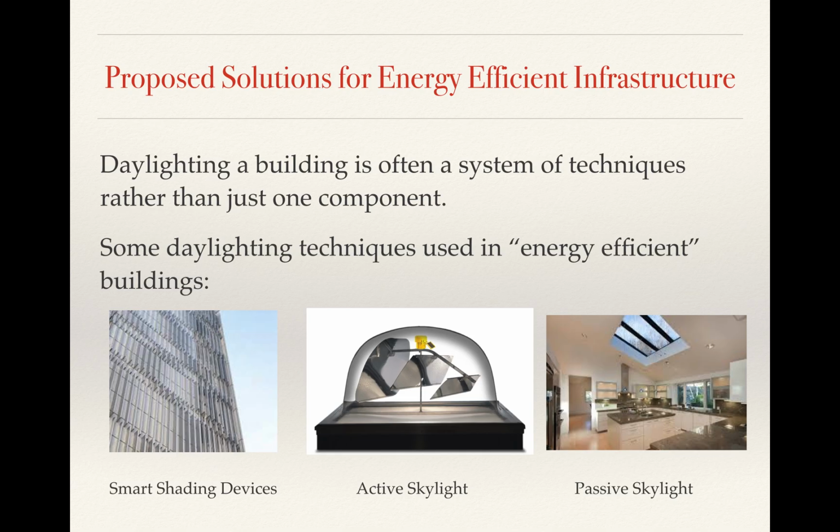In analyzing the use of daylighting to decrease the energy consumption of light bulbs, it's important to consider that daylighting is often a system of techniques and components, rather than just one component. The combinations of these components and techniques allows a building to draw sunlight efficiently. Some of these techniques include smart shading devices, which are essentially just blinds that adjust relative to the sun's positioning automatically, active skylights, which are smart skylights that also adjust relative to the sun's position to allow for optimal sunlight entrance, and passive skylights, which are just standard windows in the roof which allow sunlight to pass. Another technique not listed would be positioning a structure in a manner that creates an efficient sunlight entrance into the building.